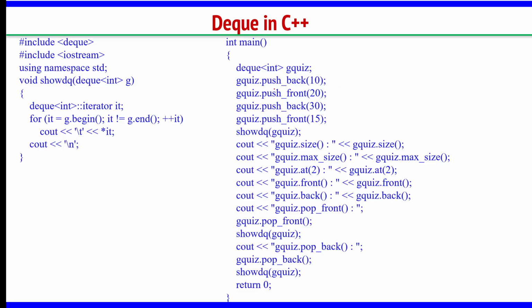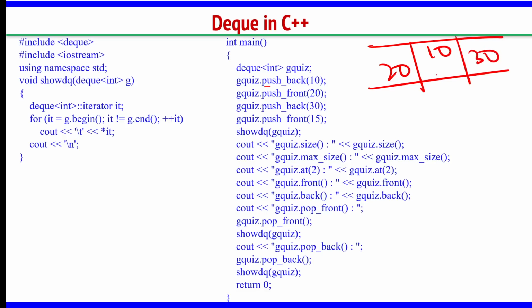See, in this example what is happening? Push back, so 10 is inserted in the queue. Then push front, so 20 comes here. Then push back, 30 comes here. Then push front, so 15 comes here. Then the show function displays the Deque. This is a function we have written.